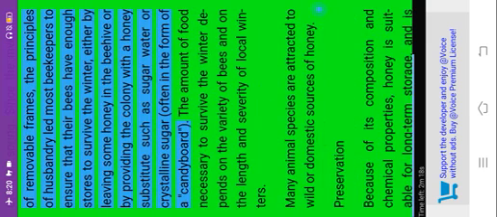Since the invention of removable frames, the principles of husbandry led most beekeepers to ensure that their bees have enough stores to survive the winter, either by leaving some honey in the beehive or by providing the colony with a honey substitute such as sugar water or crystalline sugar, often in the form of a candy board. The amount of food necessary to survive the winter depends on the variety of bees and on the length and severity of local winters. Many animal species are attracted to wild or domestic sources of honey.